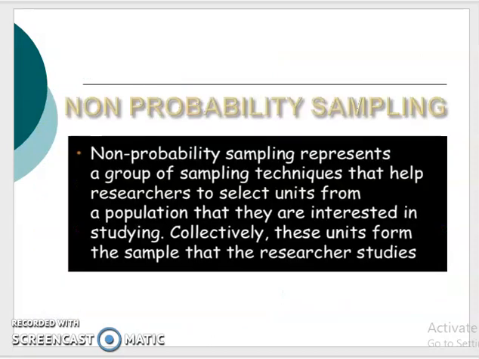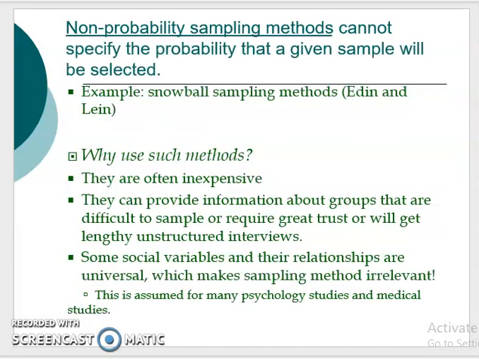Then there is non-probability sampling. It represents a group of sampling techniques that help researchers select units from a population that they are interested in studying. Collectively, these units form the sample that the researcher studies. And non-probability sampling cannot specify the probability that a given sample will be selected. For example, the snowball sampling method.